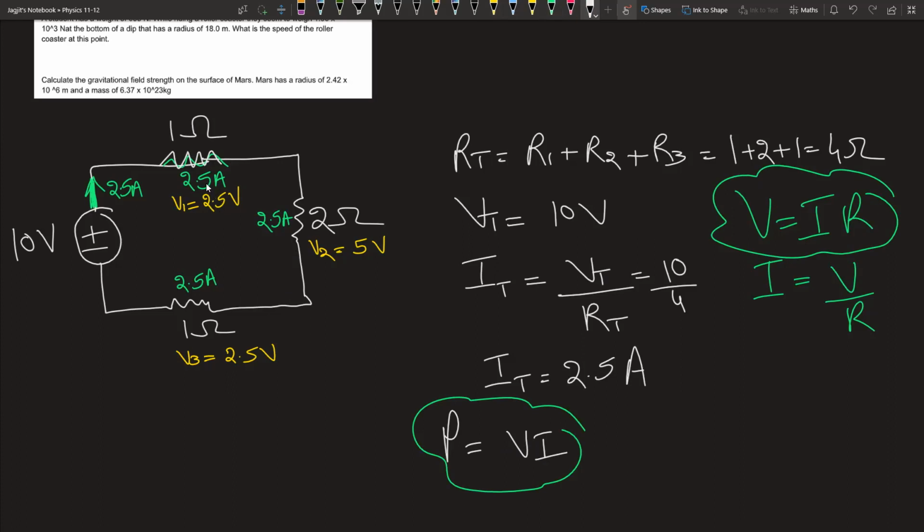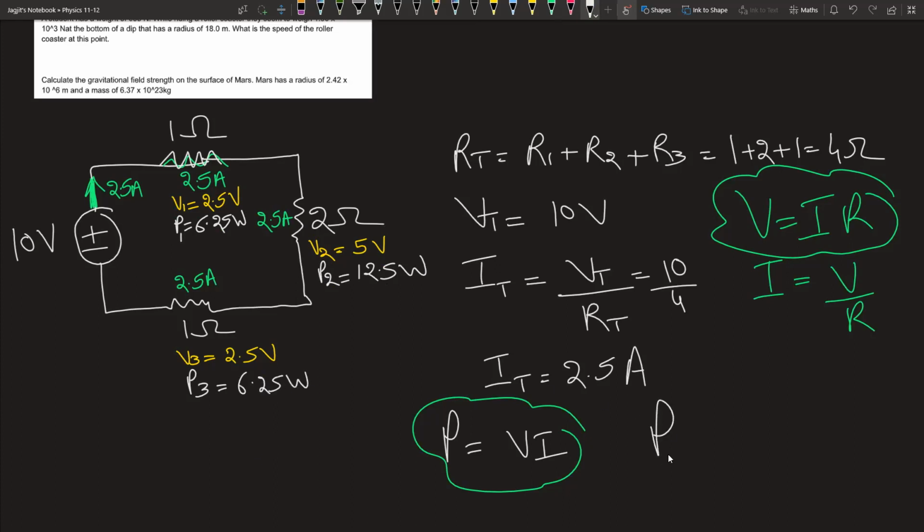V is 2.5 times 2.5. 2.5 times 2.5 is 6.25. So power on this resistor is 6.25 watts. Power on this resistor is again VI. So that's going to be 5 times 2.5, which is 12.5 watts. That's the power loss on this resistor. And power loss on this resistor will be VI again. So 2.5 times 2.5, which is 6.25 watts.